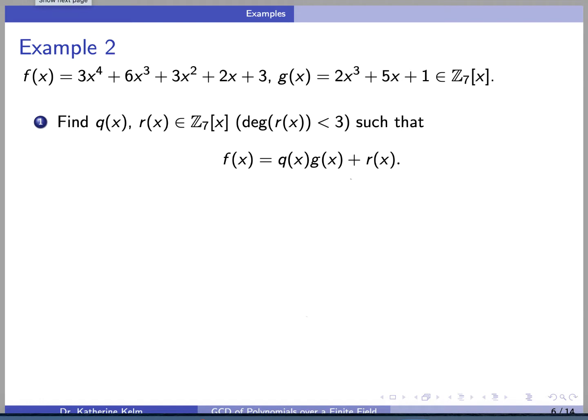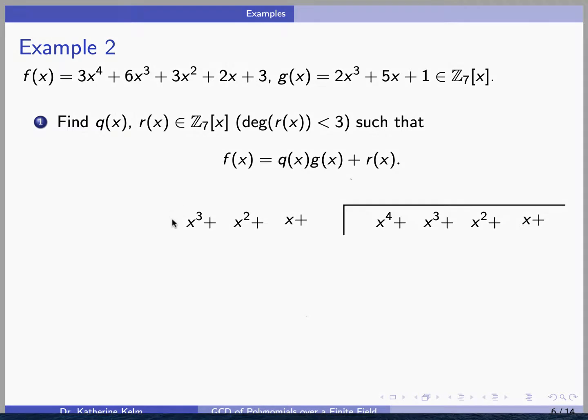First, we will divide f of x by g of x to get quotient and remainder as in the Euclidean algorithm. As a quick review of polynomial division, we can fill in our coefficients here. This is f of x, 3x to the 4th plus 6x cubed plus 3x squared plus 2x plus 3. And we're dividing by g of x equals 2x cubed plus 0x squared plus 5x plus 1.